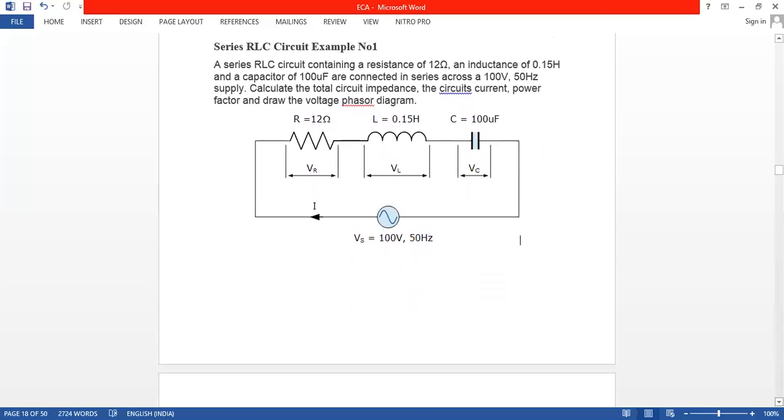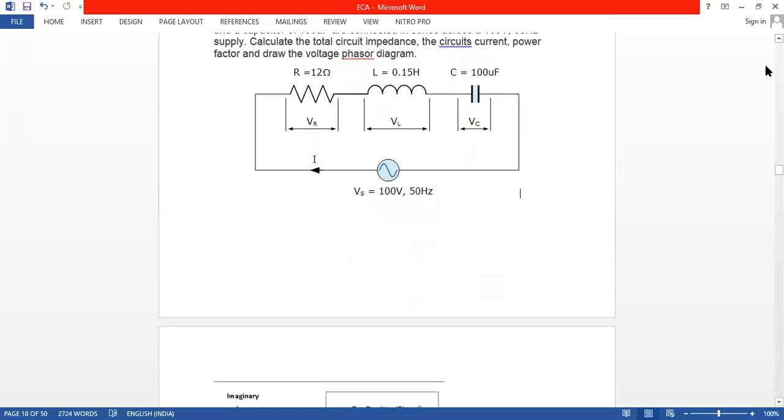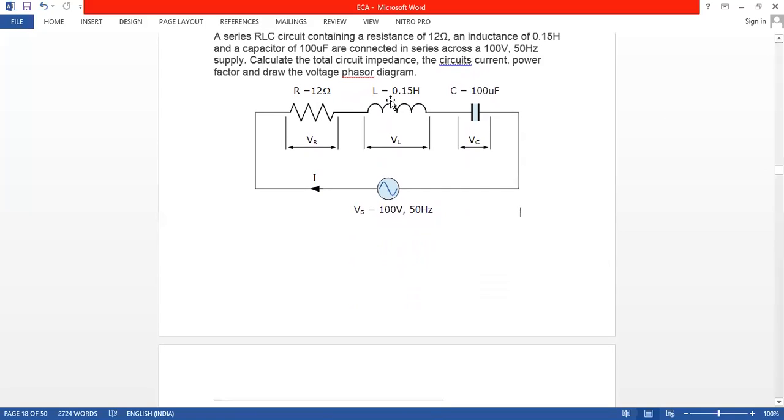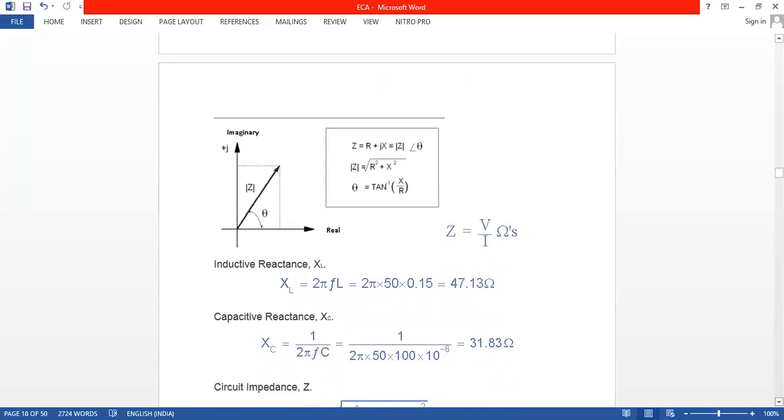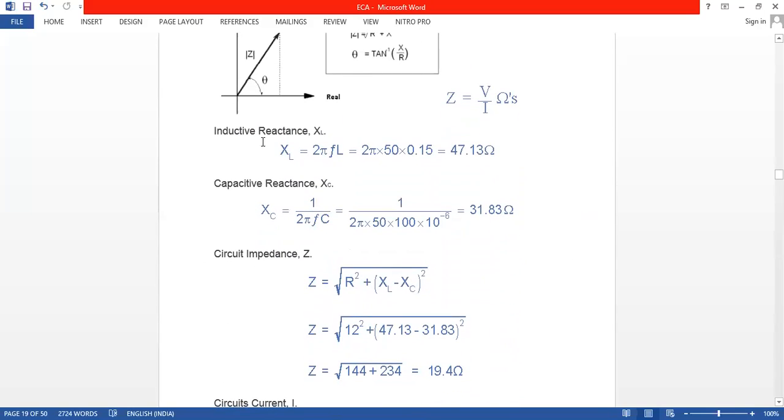Yesterday's problem. Now you see, all the students, what they have given: inductor, how much value? 0.15. In any problem, if they give the inductor value, what is the inductive reactance formula, anyone? Inductive reactance XL is equal to 2 pi f L. So immediately, in any problem, if you see the values of inductor and capacitor, the first step is that all the students must write the formula for XL.